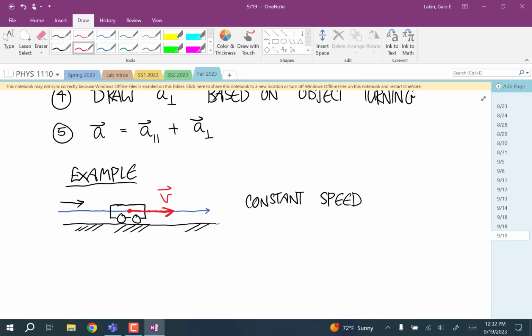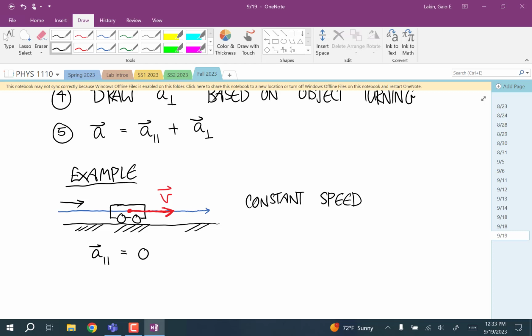Now, is the object speeding up or slowing down? It's constant, so that means that the parallel part of the acceleration is 0. That's right, because it has a speed, that's the velocity, but the parallel part of acceleration only is non-zero if the speed is changing. That's what acceleration does, it tells you how quickly velocity is changing in some way.